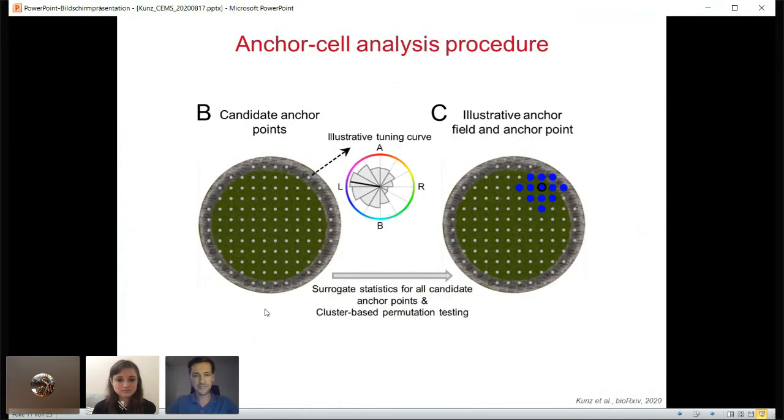Using surrogate statistics and cluster-based permutation testing, we then identified a contiguous cluster of significant candidate anchor points, shown here in light blue. And this contiguous cluster of significant candidate anchor points then constitutes the so-called anchor field, and the center of mass of this anchor field is the anchor point.